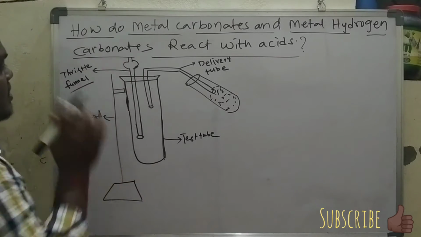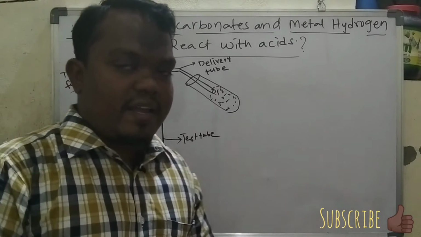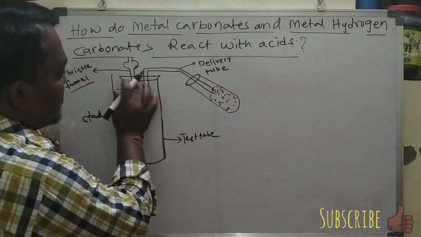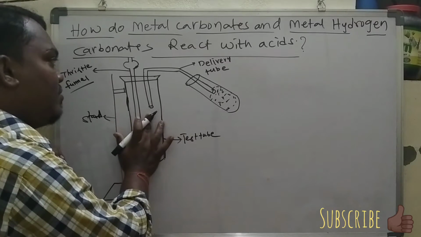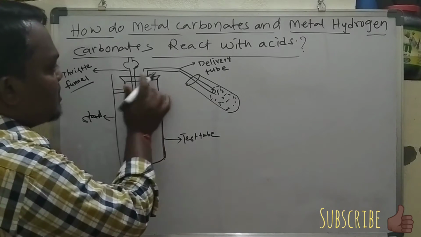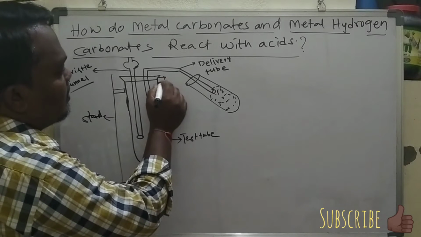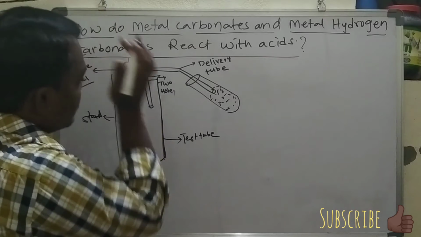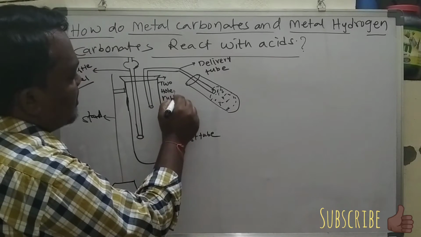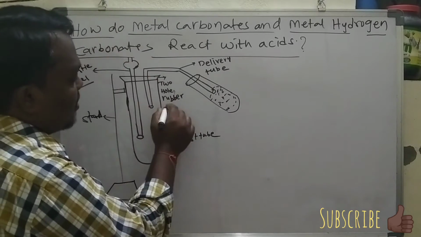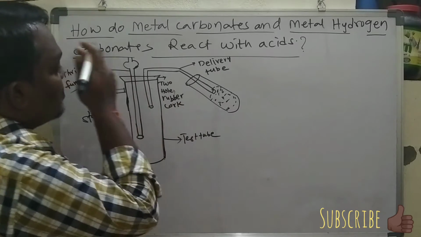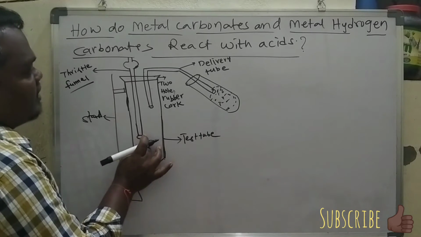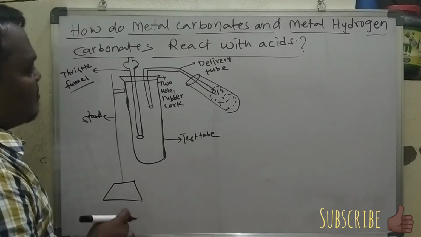So what is the use of this thistle funnel? Actually, we should not add the acid directly here. So we first fit a rubber cork, a two-hole rubber cork. The laboratory has one-hole and two-hole rubber corks. One hole I fit with a delivery tube, and the second hole I fit with the thistle funnel, right?